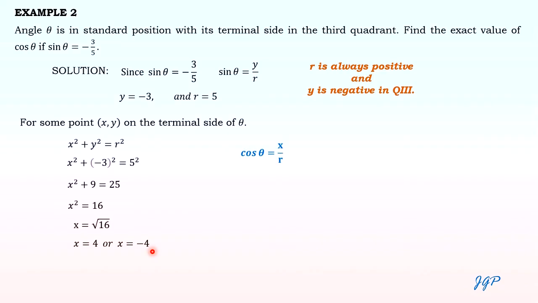Since our angle is located in the third quadrant, meaning your x should be negative. So we will get x is equal to negative 4. So that is the value for x. So meaning, we can now find the value of this cosine theta since we have the value of this x. So replace x by negative 4 and we'll replace r by positive 5. So cosine theta now is equal to negative 4 over 5, or we can write it as cosine theta is equal to negative 4/5. So here now is the value of our cosine theta.